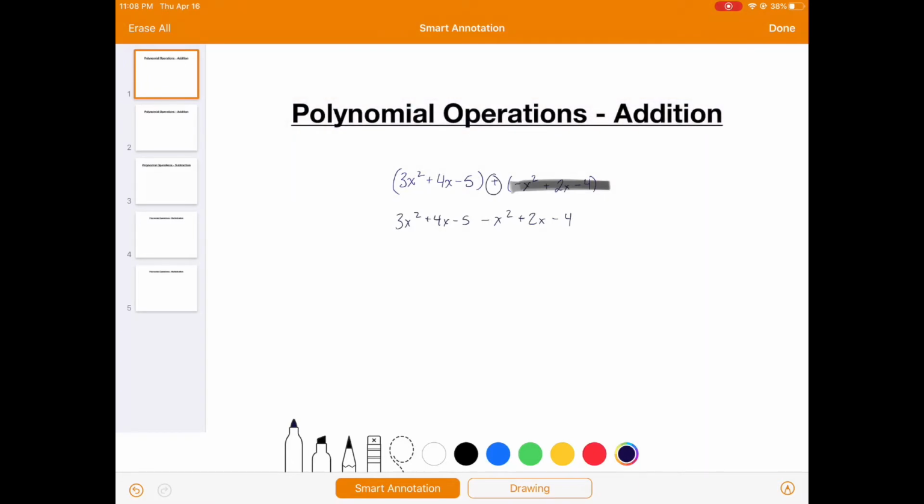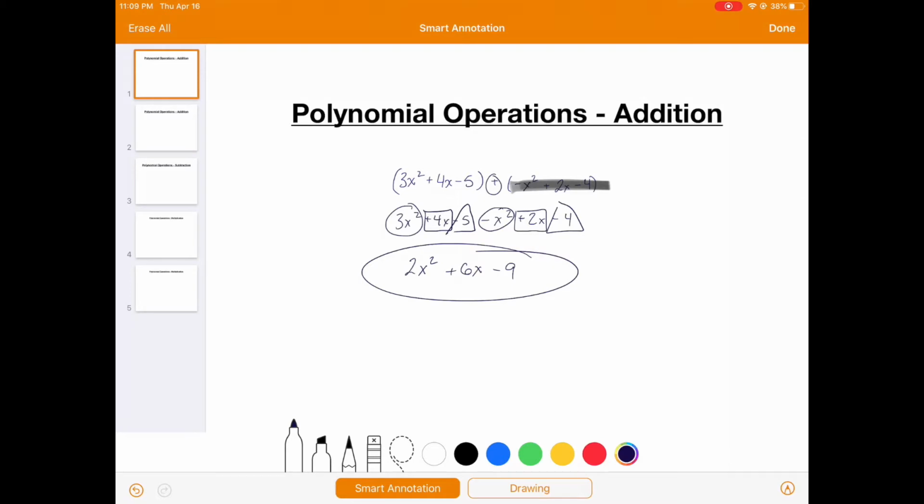So then what I like to do is just circle my like terms. So I have a 3x squared and a minus x squared. 3 minus 1 is just 2x squared. Then I have my x's, so plus 4x and plus 2x. 4 plus 2 is 6. And then negative 5 and negative 4, put those together, and you get negative 9. And that's your solution. Is that simple?